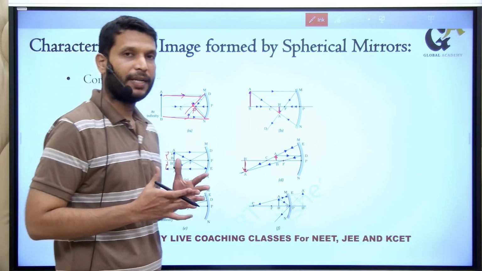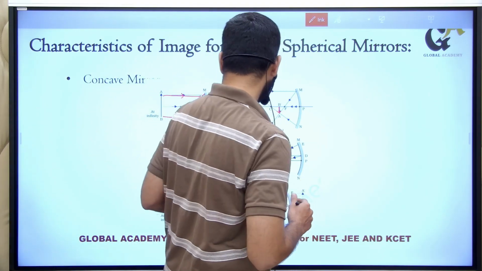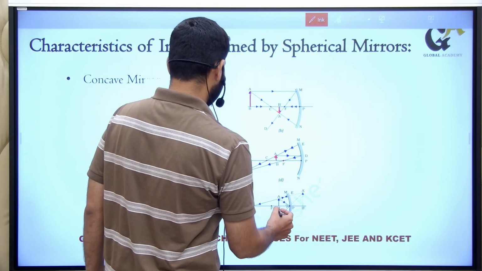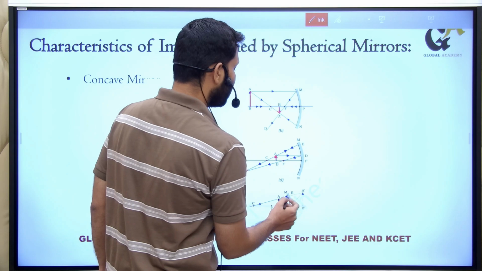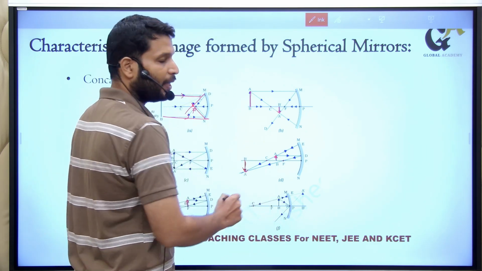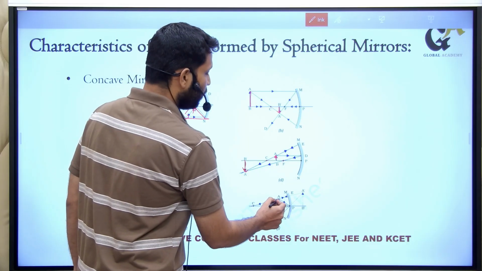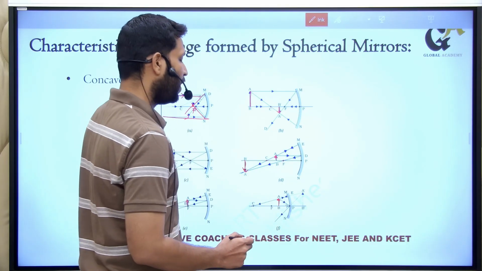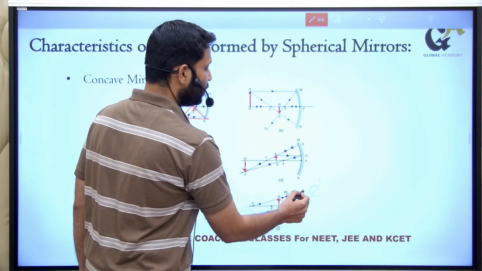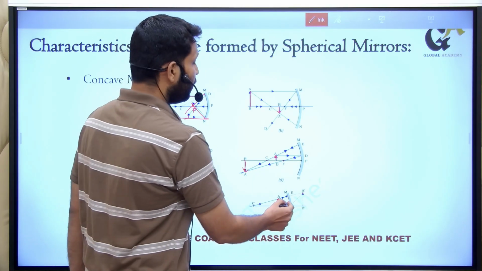Means you are not getting the image here. So the image is formed at infinity. So next, in the sixth case, you are keeping the object between the focal point and the pole. So the image after reflection, here it forms the image beyond P.